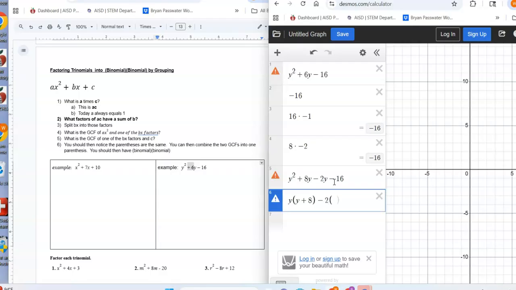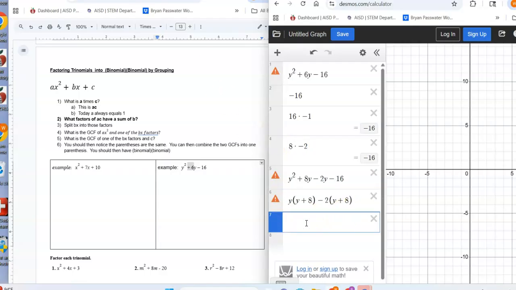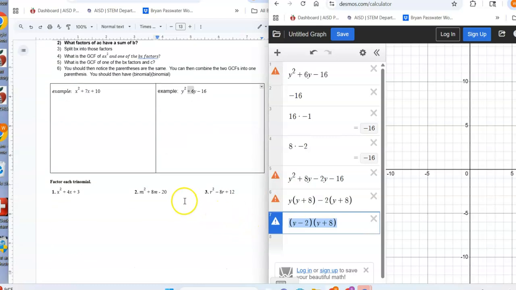If I divide negative 2y by negative 2, I get positive y. Negative 16 divided by negative 2 is positive 8. Notice the parentheses both say the same thing. That means I can combine the two greatest common factors into one parenthesis, and now I have the factors of this: (y + 8)(y - 2). This would actually be the answer for factoring this. All right, that is how you do these.